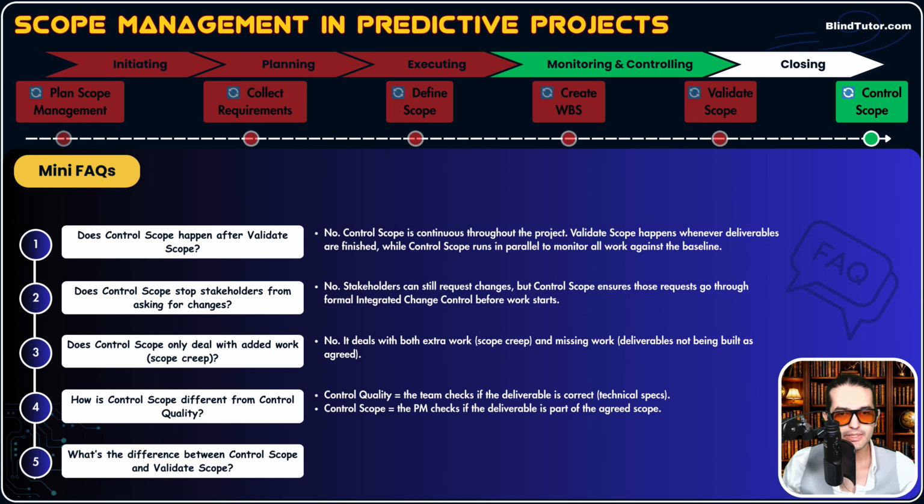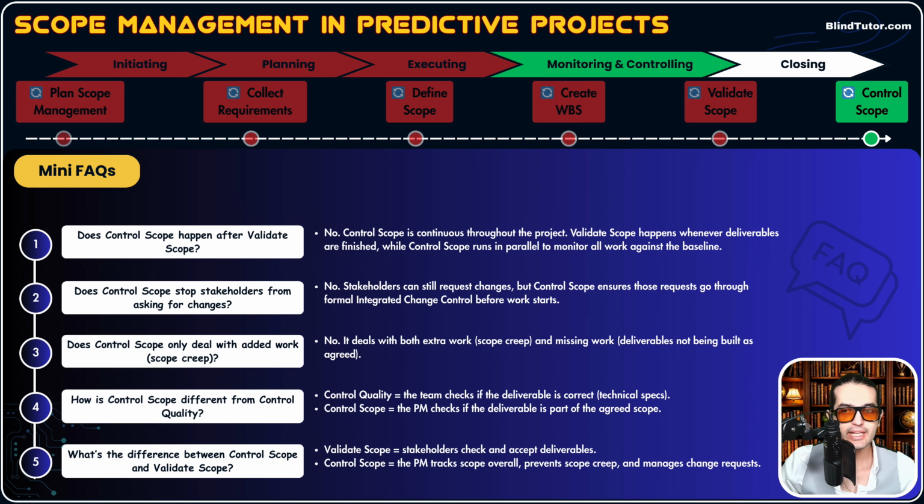Question number 5. What's the difference between control scope and validate scope? So in validate scope, what did we do? Stakeholders check and accept deliverables. But in control scope, the PM tracks scope overall and prevents scope creep and manages change requests. Awesome. This was mini FAQs of control scope, and I hope there are no questions remaining in your mind.